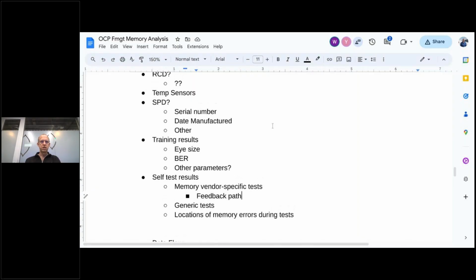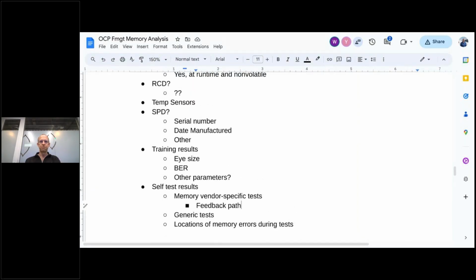So any other comments on the data? Am I missing anything? If I am, and you want to put it later, that's fine too. But is there anything obviously wrong with what I'm thinking here?